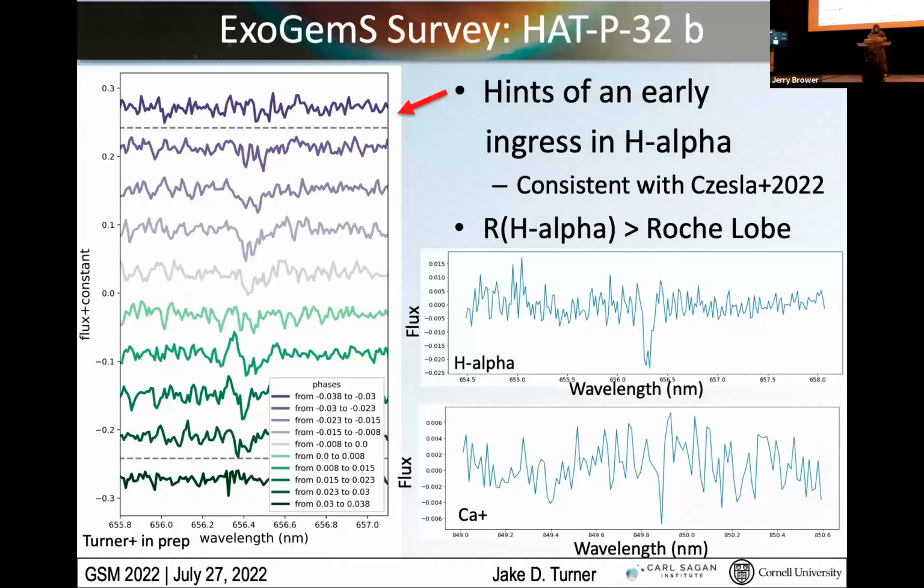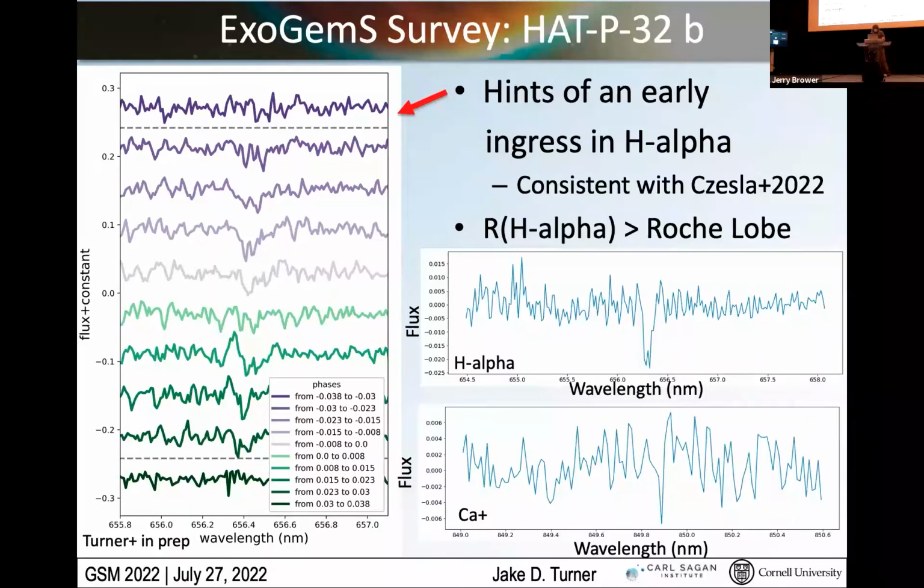So I'll go into that. So yeah, again, HAT-P-32 is kind of a normal hot Jupiter, but there's some interesting things going on. There were some previous observations with H alpha that showed there might have been early ingress as well as an escaping atmosphere. So we actually confirmed that. We confirmed that there was H alpha.